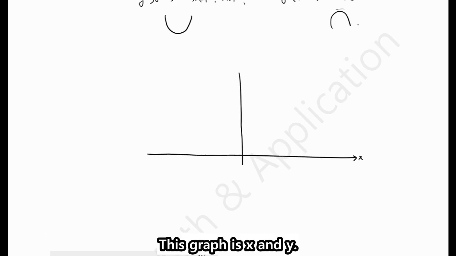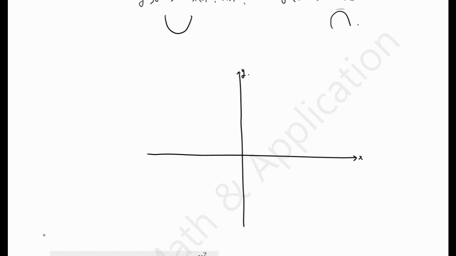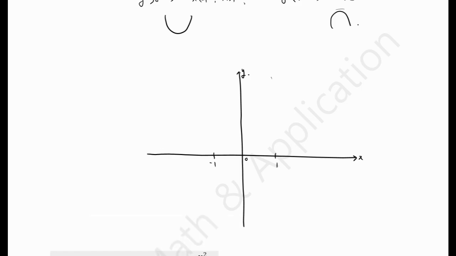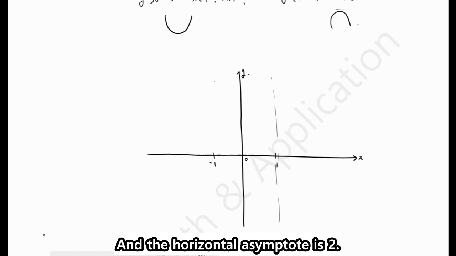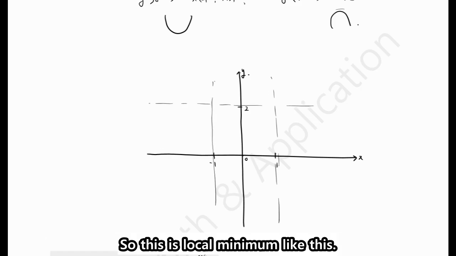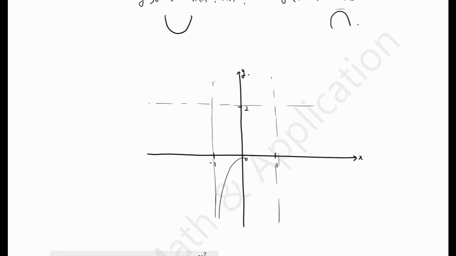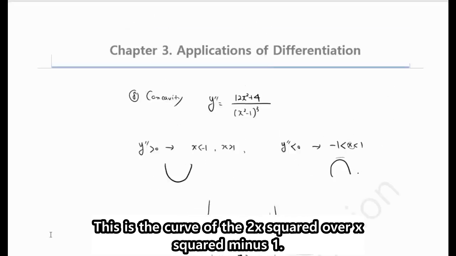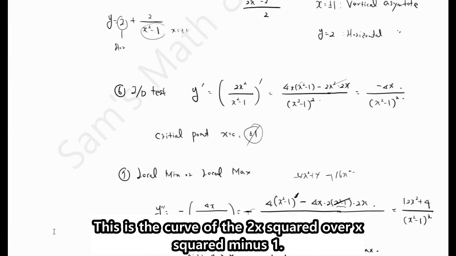This graph has x and y axes, and the vertical asymptotes are x equals minus 1 and 1. And the horizontal asymptote is y equals 2. So this is the local minimum like this, and this like this. This is the answer. This is the graph, the curve of 2x squared over x squared minus 1.